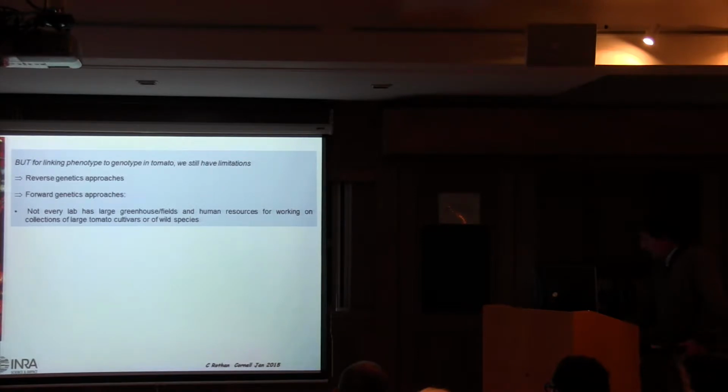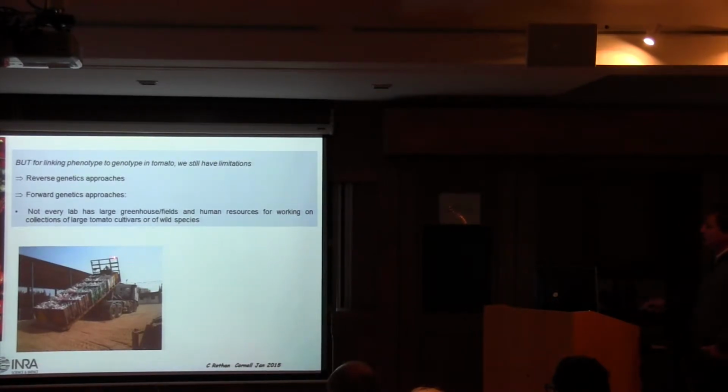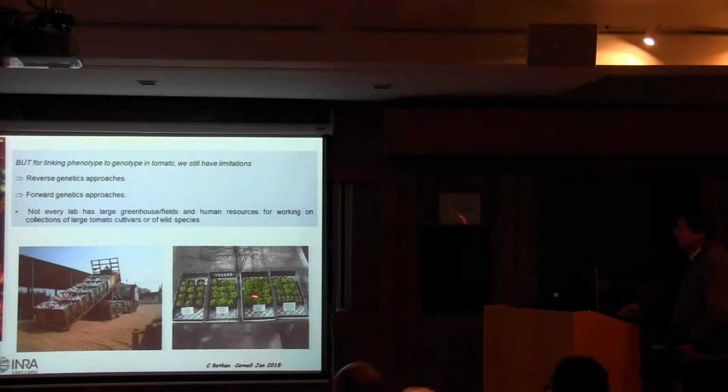In tomato especially, there are wonderful resources developed with natural variability. But in most cases, what you need is large fields, greenhouses, human resources, and so on. And I like very much this picture from Danny Zamir, for example, collecting fruits in Akko in the north of Israel. I think most labs, at least ours, do not have this facility. What we have instead is growth chambers, greenhouses, and so on.